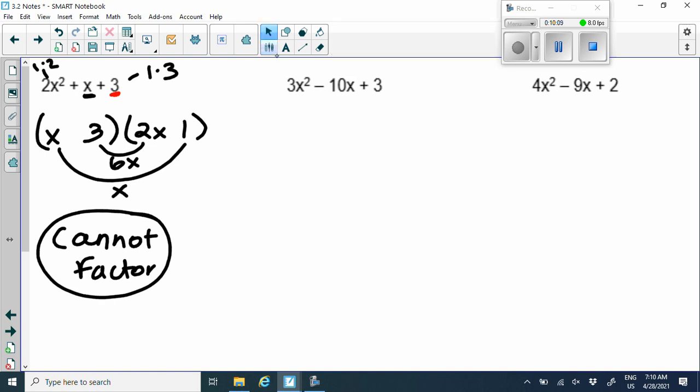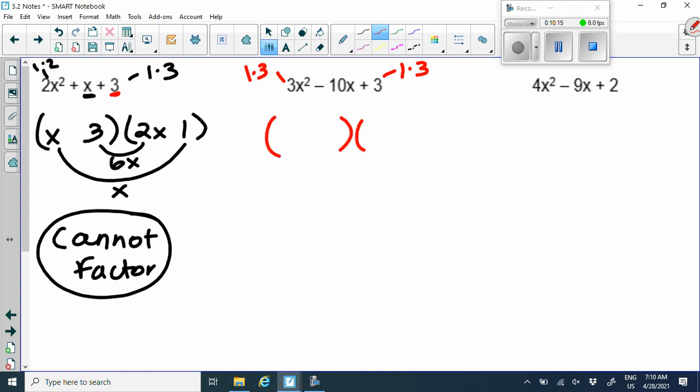Okay, let's try the next one. So we have 1 times 3, and then this one, 1 times 3. So that might help to make it easier. Now, also, when you were doing these, make sure you ask yourself, were we able to take anything out on these? We could not. So all of them did not have a number in common other than 1, and all of them did not have a variable in common.